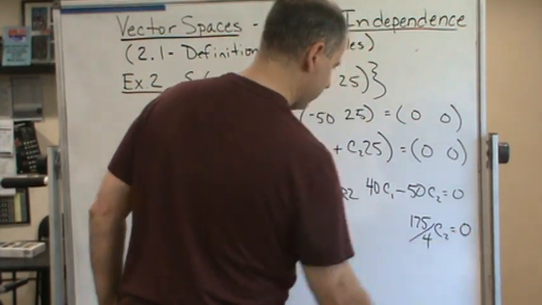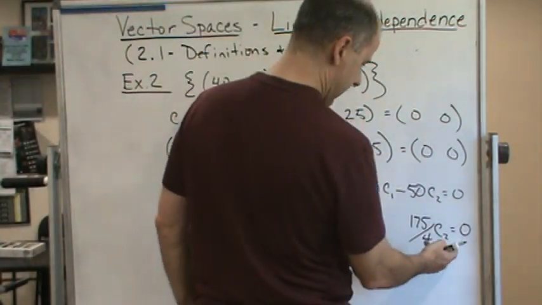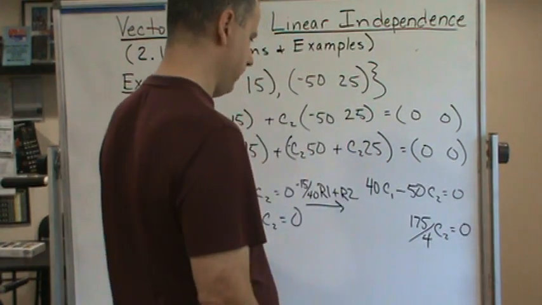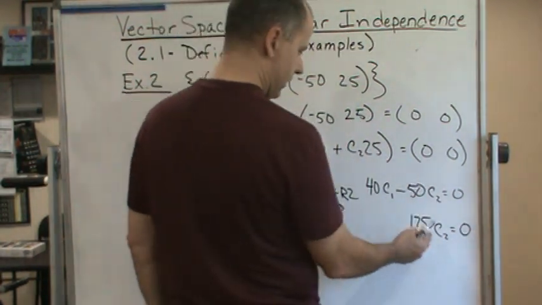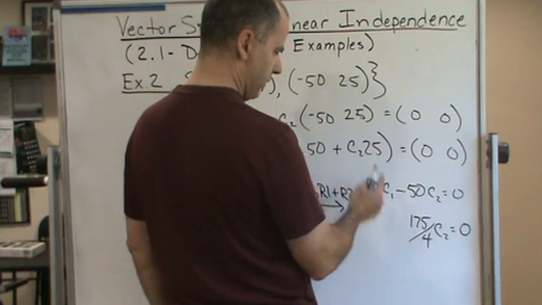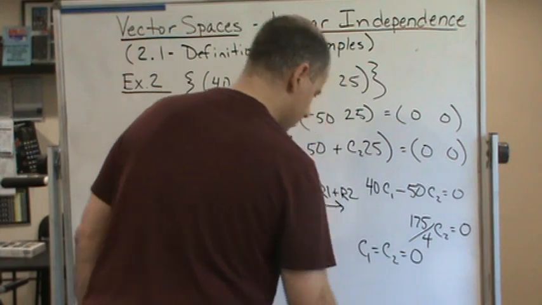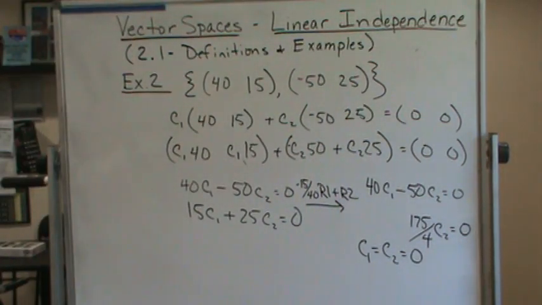C2 equals 0, right? And now we see automatically that C2 is equal to 0. And if C2 is equal to 0, well, this is equal to 0. And then we get 40 times C1 is equal to 0. So C1 is equal to 0. So we get C1 is equal to C2, which is equal to 0. And therefore they are linearly independent. Okay, cool.